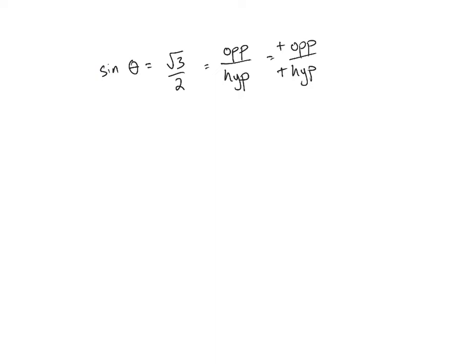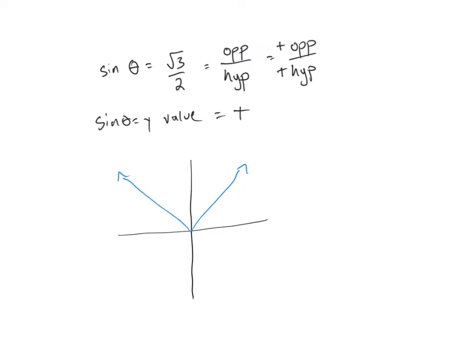And let's think about this again. Remember when I told you cosine of theta is your x value and sine of theta is your y value? So our sine of theta is our y value. That means our y value has to be positive in order for our sine of theta to be positive. So the angles have to be in either the first quadrant or the second quadrant. So we have two angles, one in the first quadrant and one in the second quadrant.